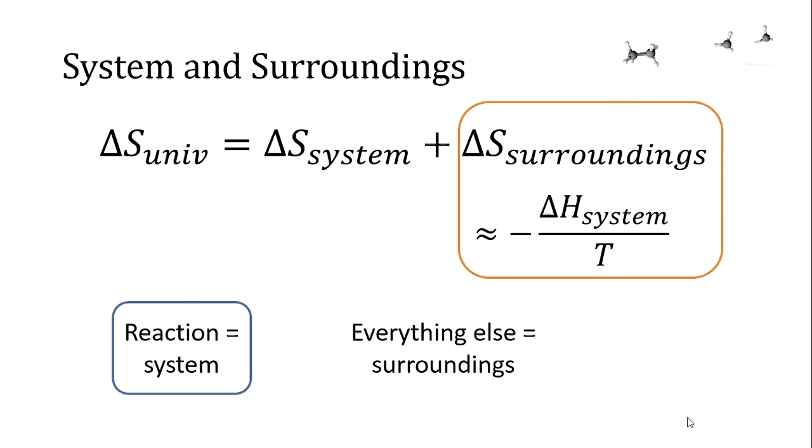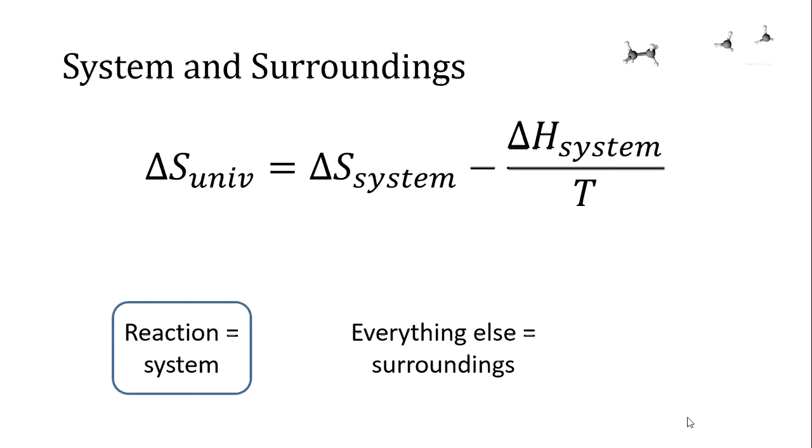And remember again from general chemistry that H, enthalpy, is equivalent to heat under constant pressure situations. And if you want to know more about where enthalpy comes from, I'll go back and review enthalpy. Okay. So we now have a new equation. Delta S of the universe equals delta S of the system minus delta H of the system divided by temperature.